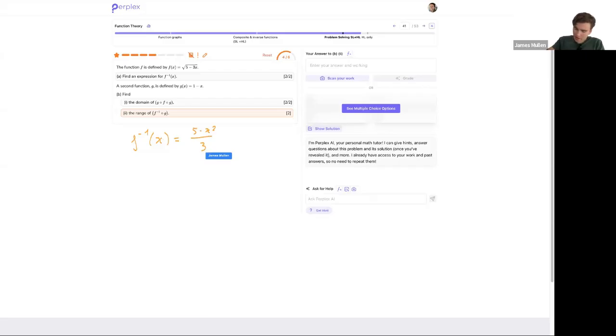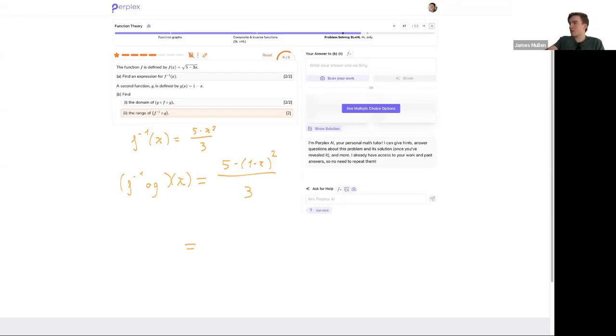And now I'm composing f negative 1 of g, which means I'm putting g into f negative 1. So for f negative 1 of g of x, I replace x in my expression for f negative 1 with the expression for g, which is 1 minus x. So 5 minus (1 minus x) all squared, and I divide that by 3. If I expand the numerator, I'm going to get, and actually we don't need to expand that.